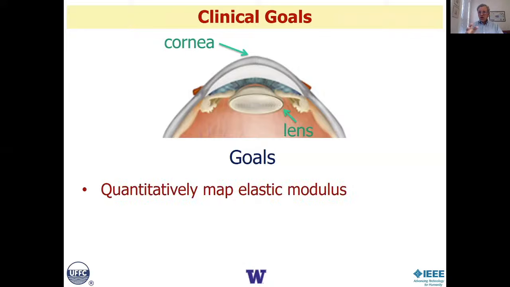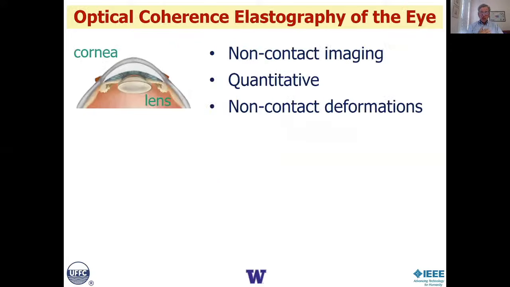Okay, but in the limited time left, I'm only going to talk about quantitatively mapping the elastic modulus and our approach to that. So three steps. This is like elastography in both MRI and traditional ultrasound, but this is trying to be done with no contact. So you're trying to make mechanical waves and watch them with no contact.